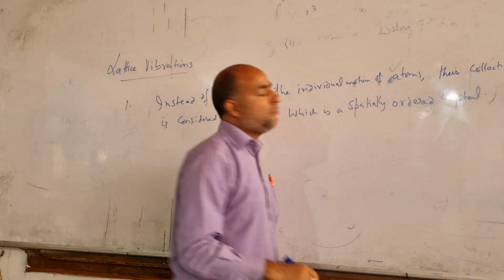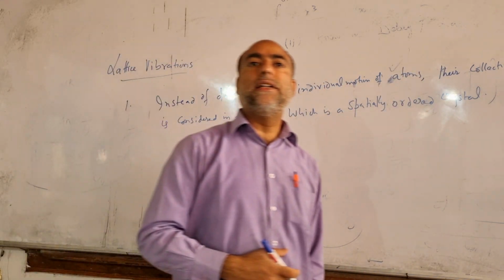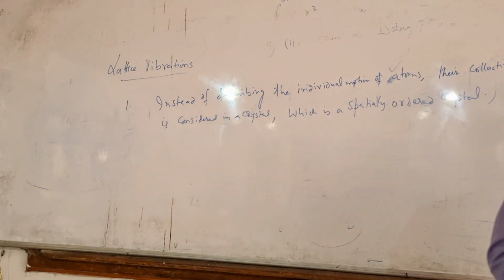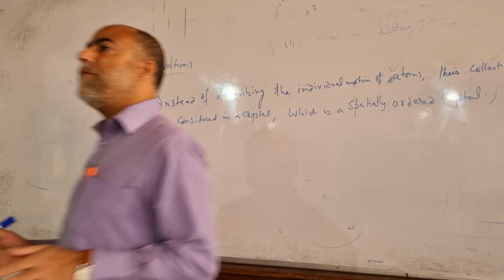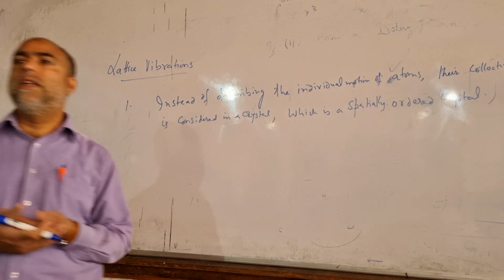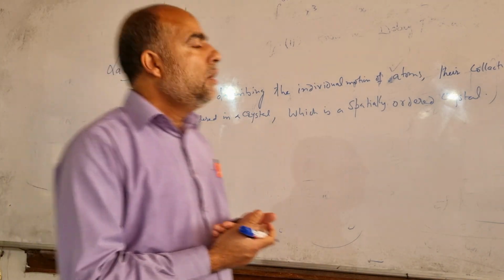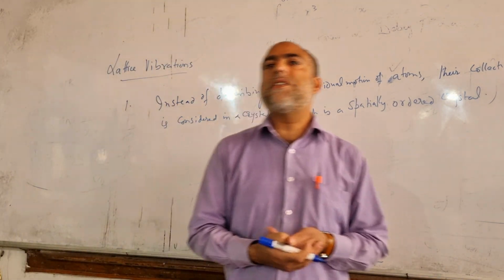When we talk of spatially ordered, what do we mean by that? Kamran, what do we mean by spatially ordered? What do we mean by spatial? S-P-A-T-I-A-L. It is a three-dimensional system. So basically, in a crystal, we are not interested in describing the individual motion of atoms.